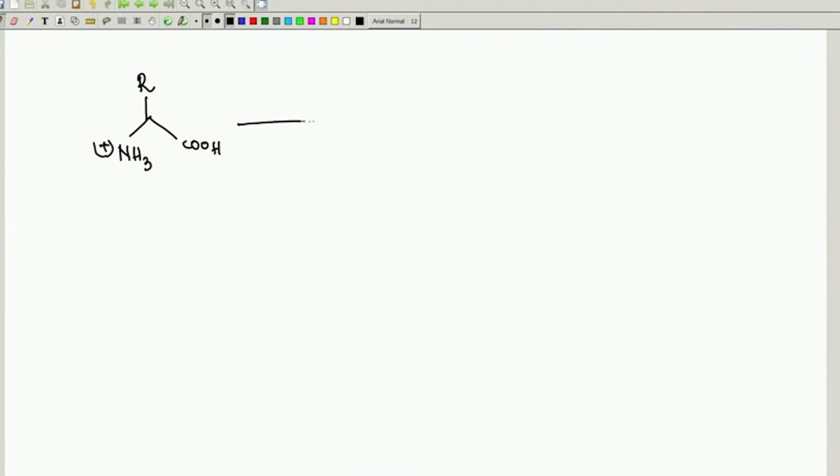Now, if you start raising the pH to a certain level, at some point this molecule has two dissociable hydrogens. One is this carboxy, another is this NH3 plus. So, NH3 plus can go to NH2 and CO2H can go to CO2 minus. But since this is the stronger acid, first this will be lost. So, that ionization will take place and this will be R.